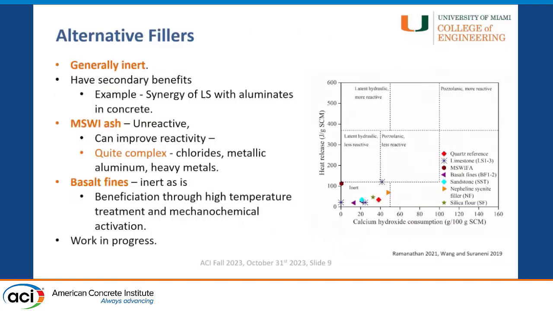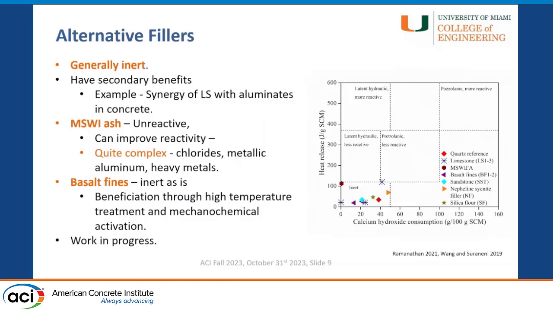Moving on to alternative fillers, they are generally inert, but they have secondary benefits, such as limestone. When you add it with any high aluminate SCMs, you end up having synergies. So a well-known example is limestone calcined clay cement. And the MSW ash is generally unreactive, but you can improve the reactivity of this.